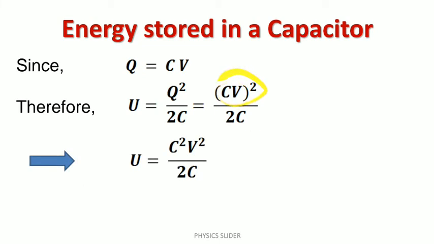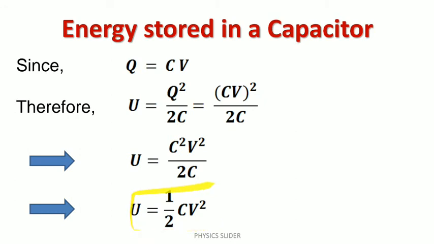This CV is whole square, so this becomes C square and V square. 1 C is cancelled by 1 power of the C, so this becomes U is equal to half CV square. This is the formula for the energy stored in a capacitor in terms of capacitance and potential. Right? One more formula can be there, or the elaboration of this formula will be in a different manner. Let's illustrate that.